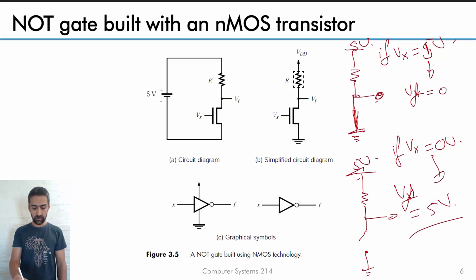Now the logic symbol that you should recall from the previous lecture is just this. Obviously implied is the 5 volt and the 0 volt, but we don't show that. And this is how you make a NOT gate.